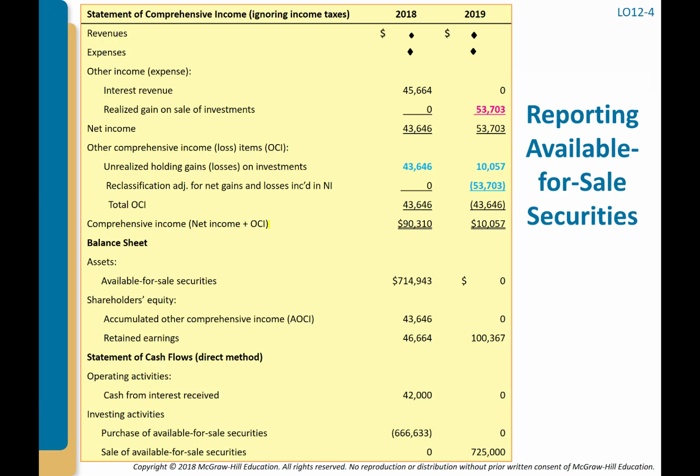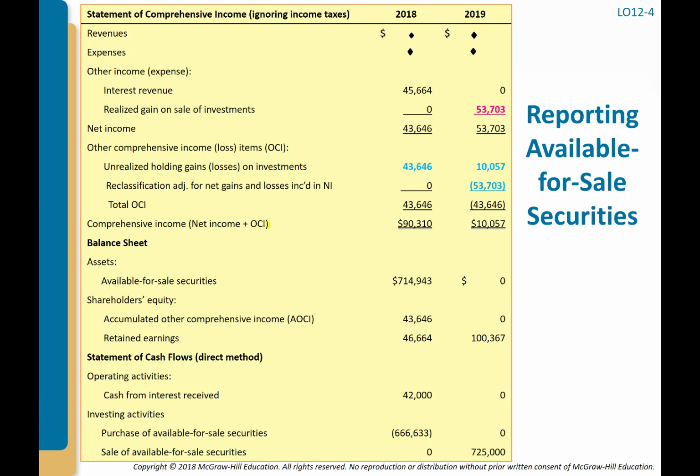Okay, and we're kind of throwing the baby out with the bathwater here. The key thing is that the accumulated other comprehensive income is acting like the retained earnings of the OCI, isn't it? Okay, good. So then we go into the next year, and in the next year, we actually sell that security, don't we? So what happens? They're showing OCI for the second year.